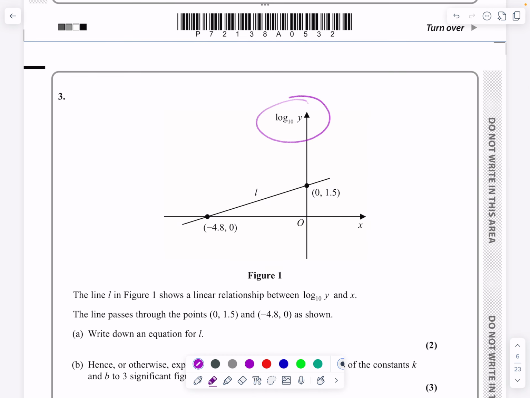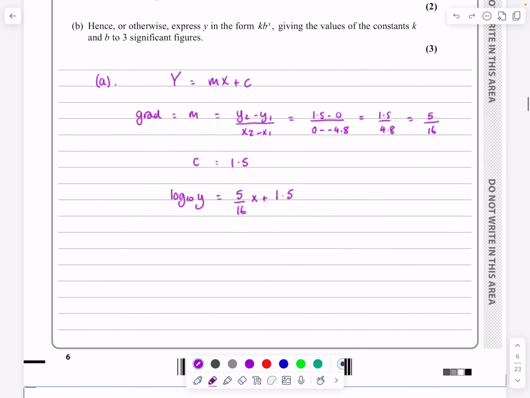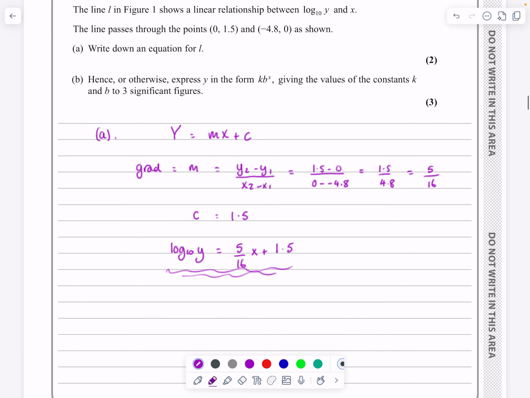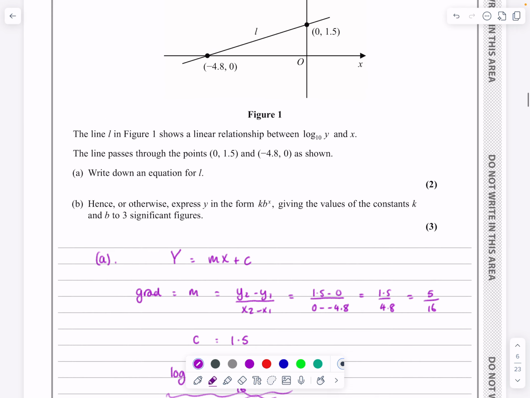This is plotting this one against this one, with c being here and m being the gradient that we just found. So that straight away is the equation for L. So not too bad with that first part.